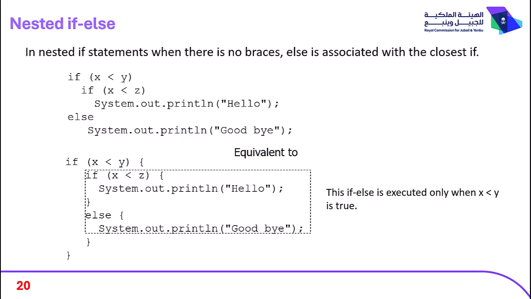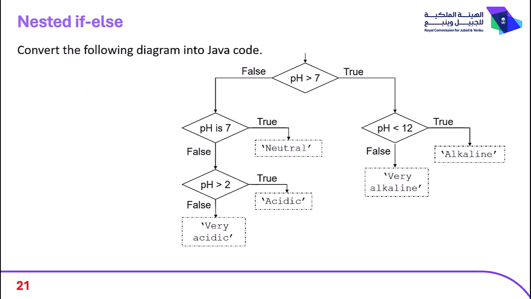The dangling else problem. In Java, an else always associates with the closest preceding if that doesn't have an else, unless braces are used to change that. Without braces, the goodbye message here would only print if x < y is true, but x < z is false.